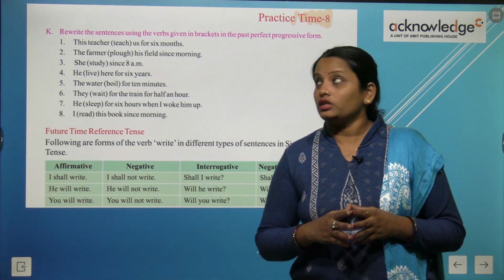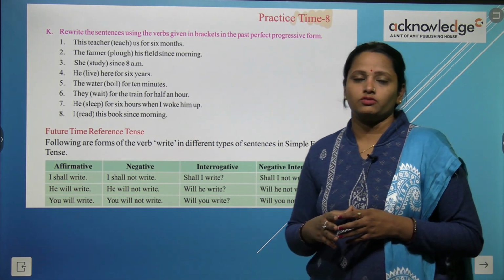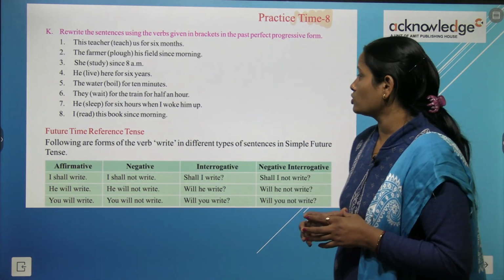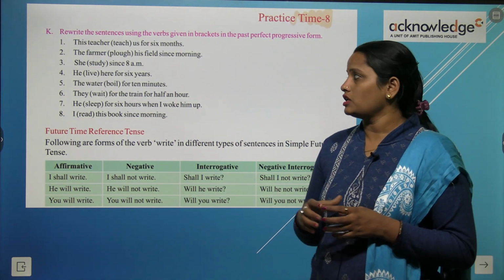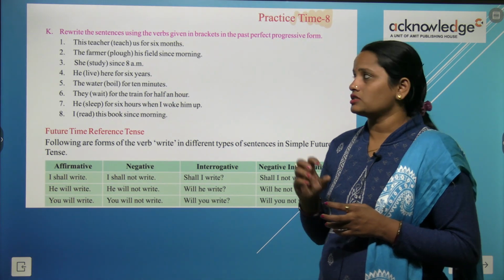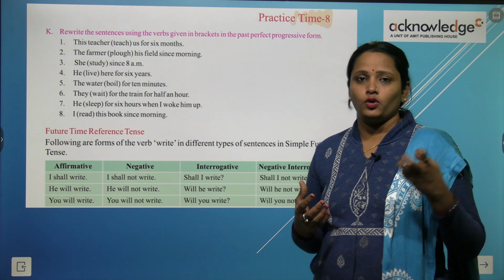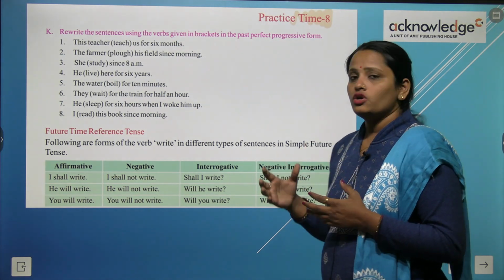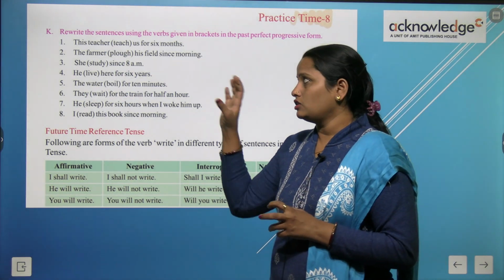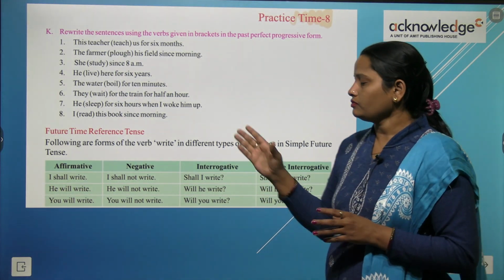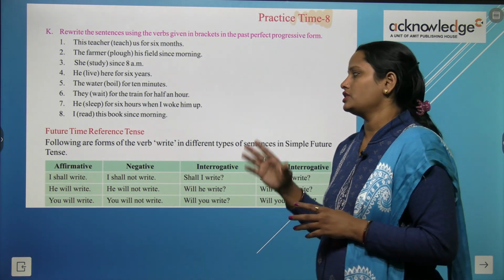Now here children, you have to rewrite the following sentences using the verb given in the bracket in the past perfect progressive tense. So past perfect progressive tense को use करना है and then you have to fill in the blanks. The teacher teach us for 6 months. So अब teach word को हमें यहाँ पे insert करना है and then we have to fill it. The farmer plows his field since morning. अब plow word को use करना है and then fill it. So children, as I have explained you, जो भी points मैंने आपको समझाए, according to that you have to complete this exercise.